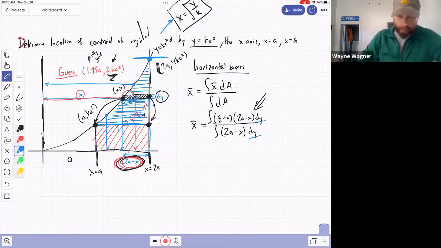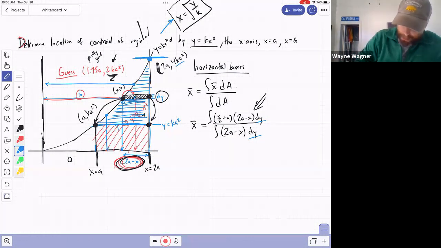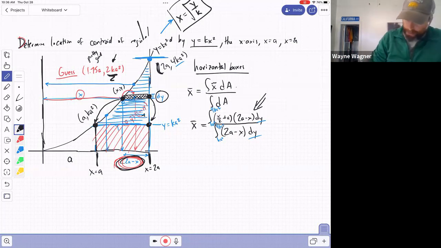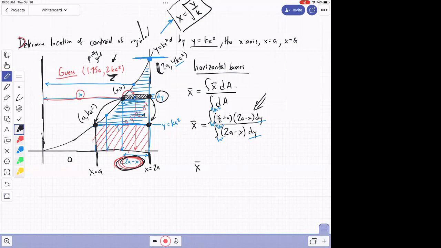So again, because this is dy, it's going to go from y equals ka squared to y equals 4ka squared. Okay, what's the last thing I would need to do before I were to solve this? Convert your x's to y's. Convert your x's to y's, right?